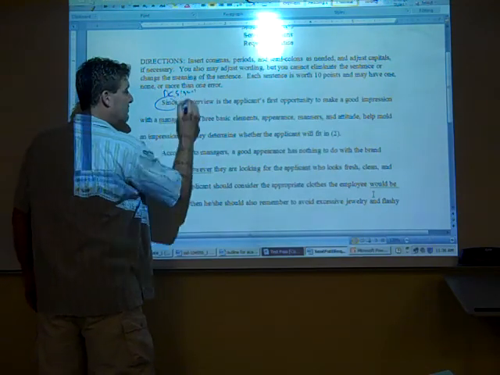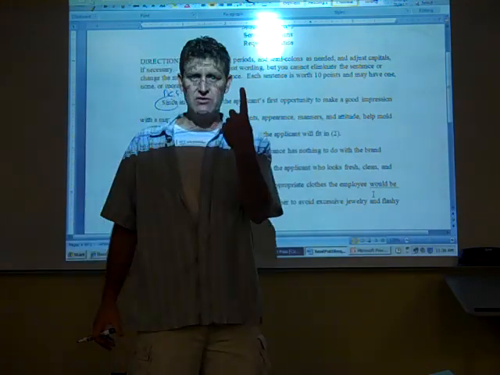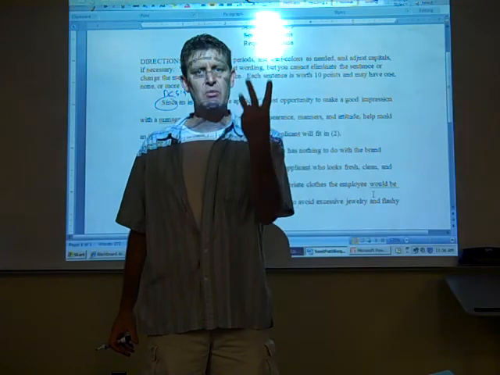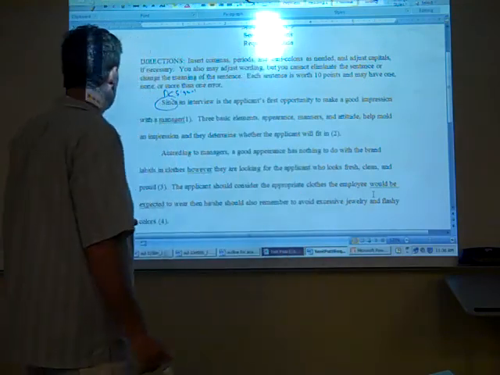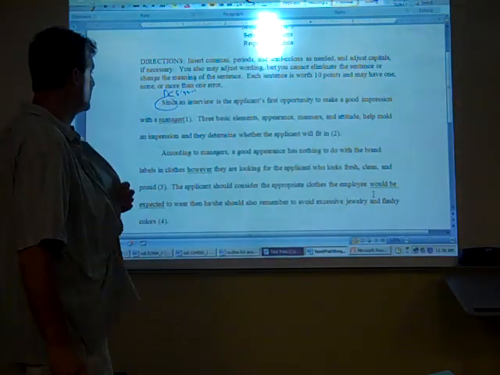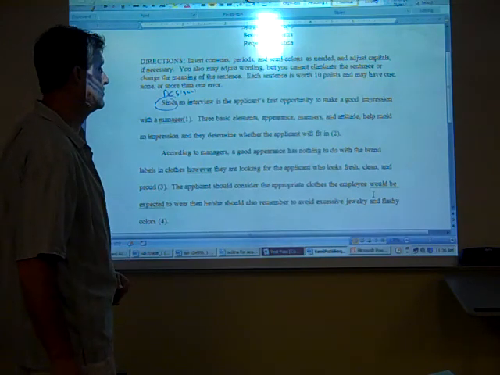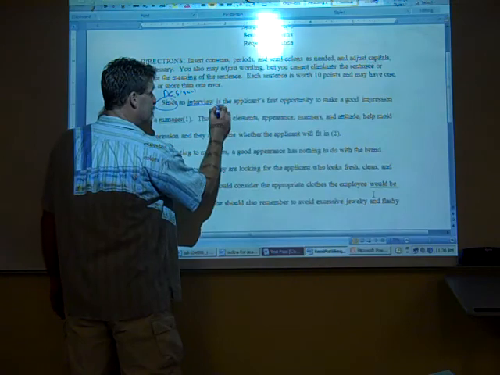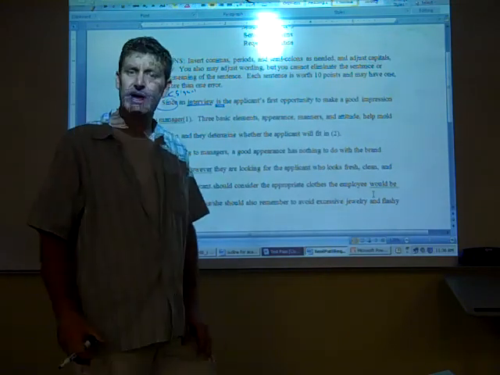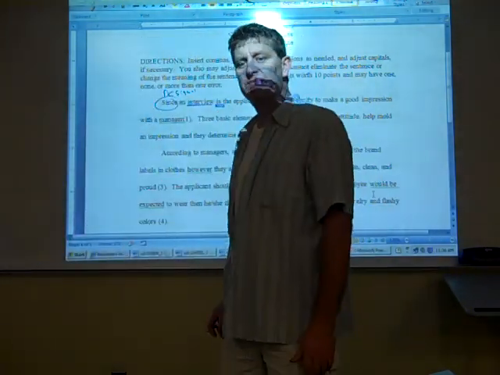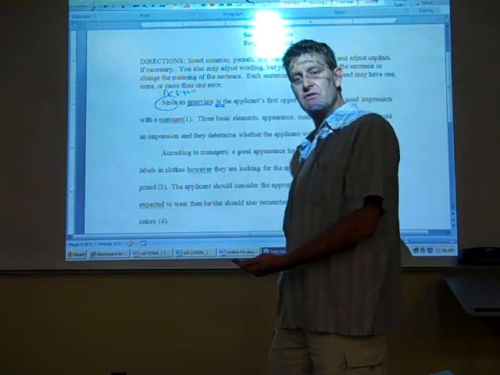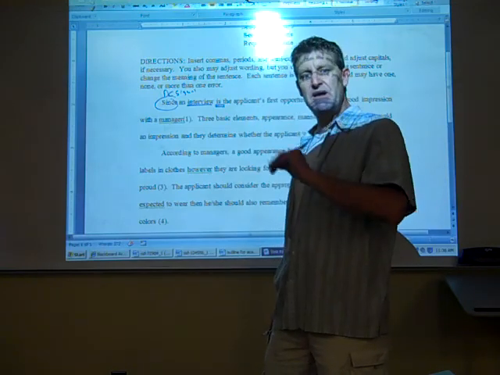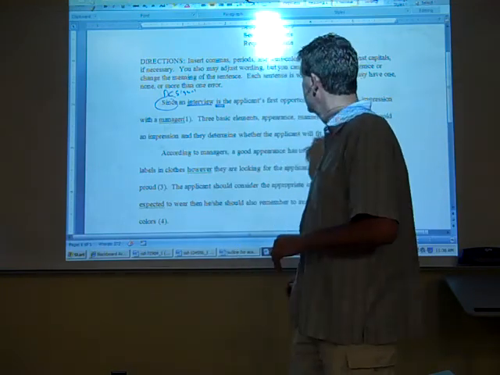In order to have a dependent clause, we need a dependent clause signal. We need a subject and we need a verb. So let's find a subject and a verb. "Since an interview is the applicant's first opportunity to make an impression." Interview is subject, is is the verb. So we have a dependent clause signal. If we're going to have a dependent clause, then we need an independent clause so we have a full sentence.